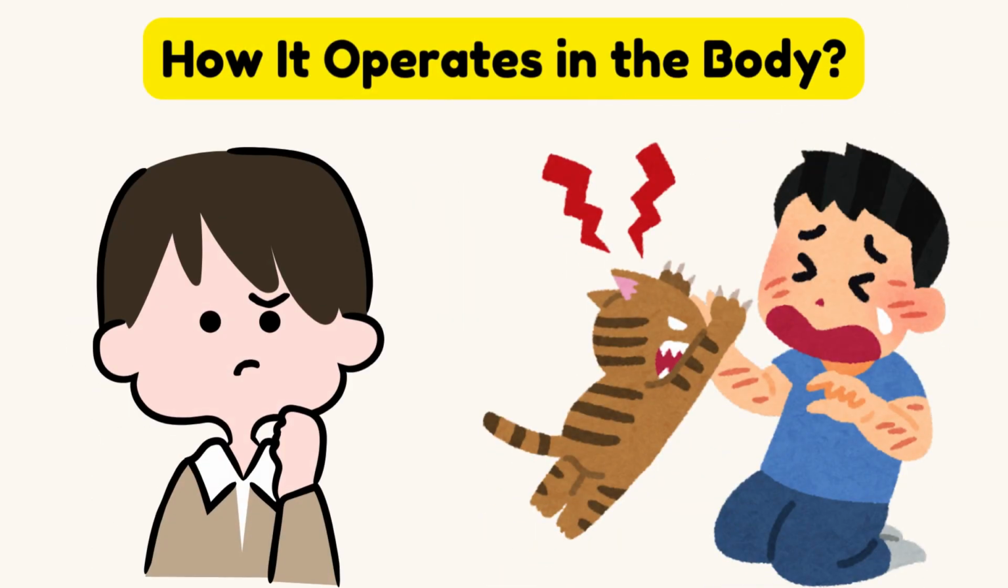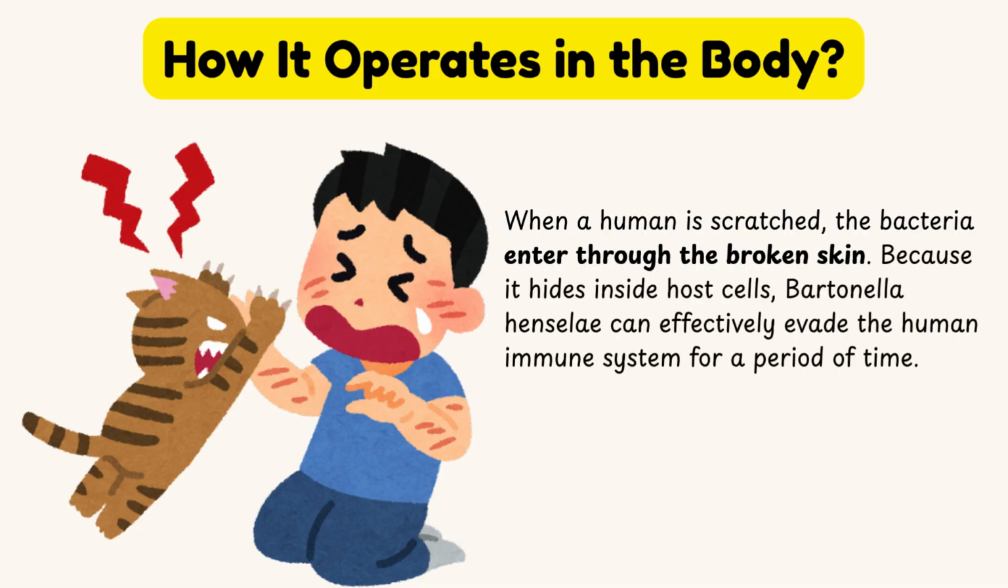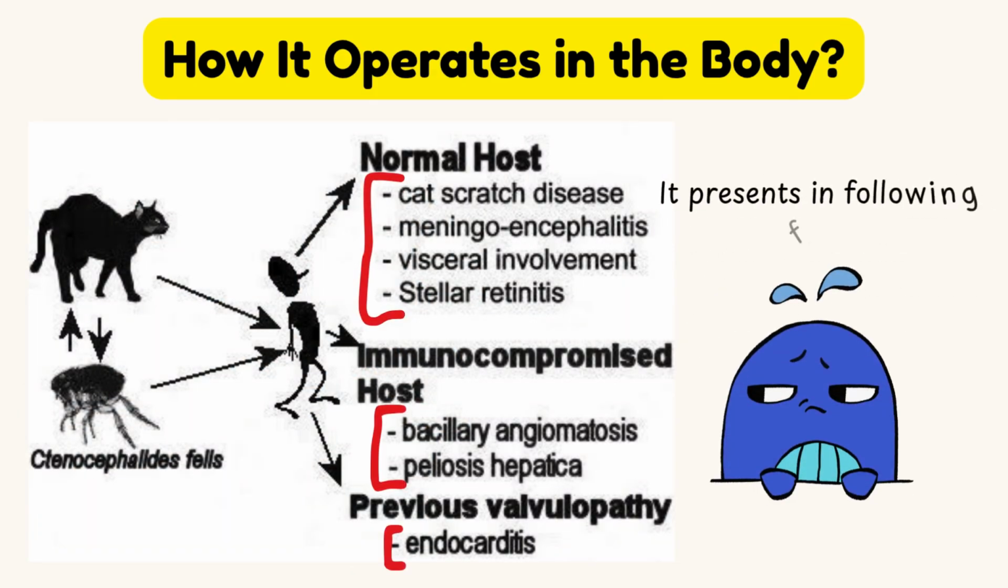How does this bacteria operate in the human body? When a human is scratched, the bacteria enter through the broken skin. Because it hides inside host cells, Bartonella henselae can effectively evade the human immune system for a period of time. As seen in the diagram, it can present in the following forms.